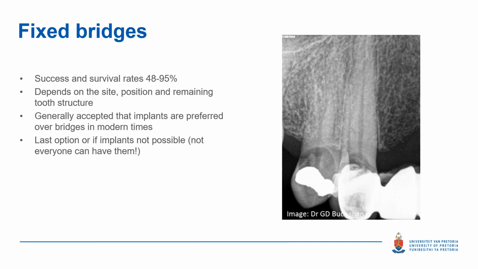And implants are probably generally a preferred option over a bridge in modern times, because when we do a bridge preparation, we obviously remove enamel and dentine on the adjacent teeth, but it really depends. If your two adjacent teeth are heavily restored, then a bridge might be an excellent option.